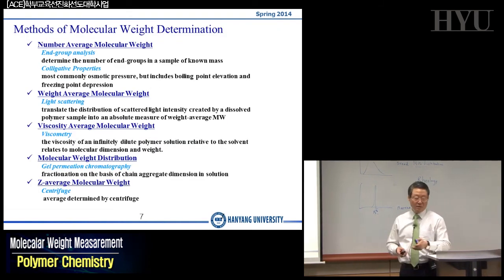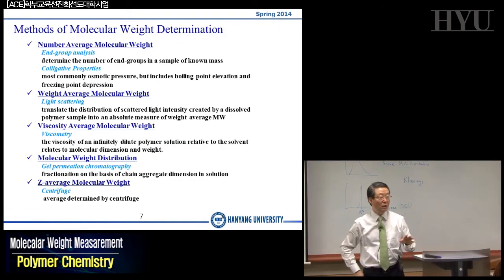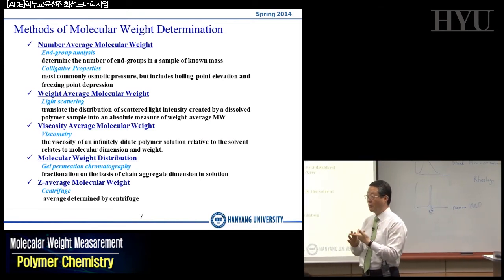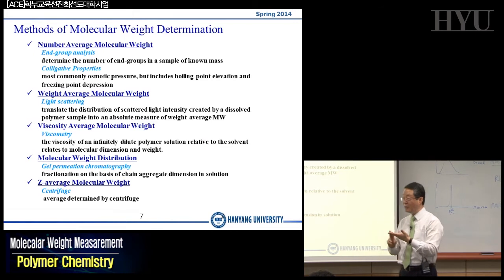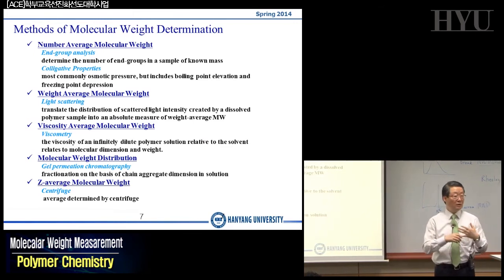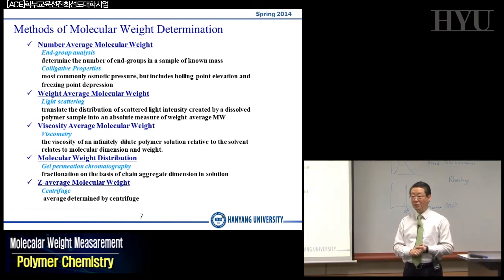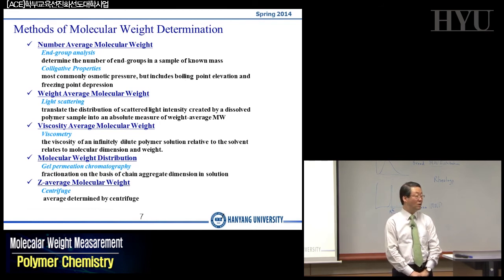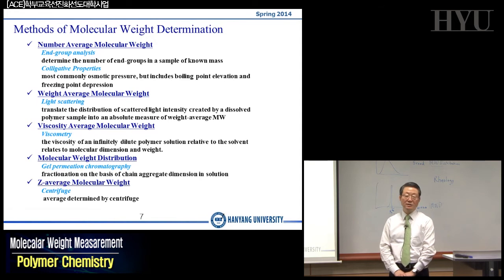Anyway, although we have 4 different molecular weights, okay, Mn, Mw, Mv, and Mz, and polydispersity, I think we have talked about the effect of molecular weight on the property of your materials. Now, we can start talking about how we can measure the molecular weight.